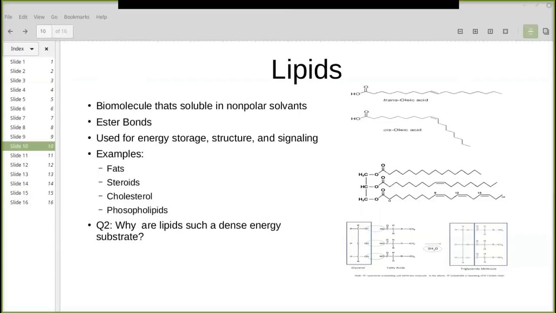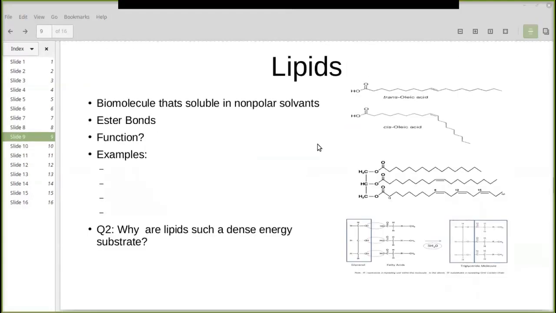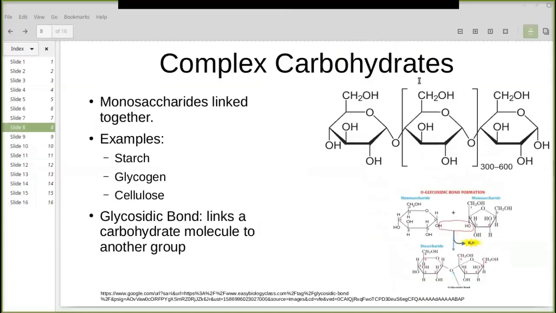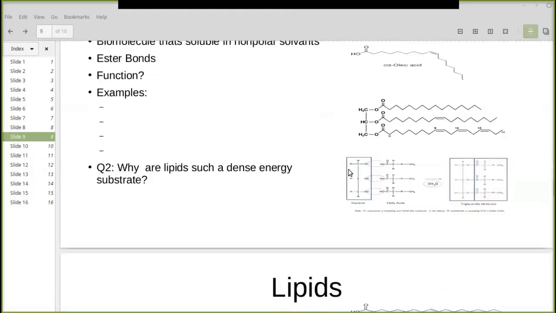There's two major reasons I could think of for lipids being such a good energy source. The first is that they're non-polar, right? They pack together very well. They exclude water. On the other hand, you have these carbohydrates here. They're interacting with water all the time. So more water equals more weight.